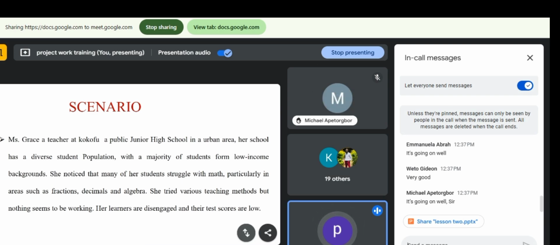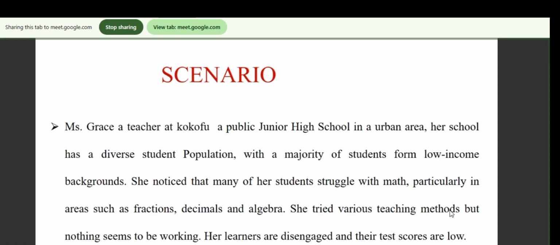So I'm sharing the screen again. Kindly look at it. Miss Grace, a teacher at Kokofu, a public junior high school in an urban area. Her school has a diverse student population with a majority of students from low income backgrounds. So here the population is general, okay? That's the junior high school. You can talk of JHS 1, JHS 2, JHS 3.